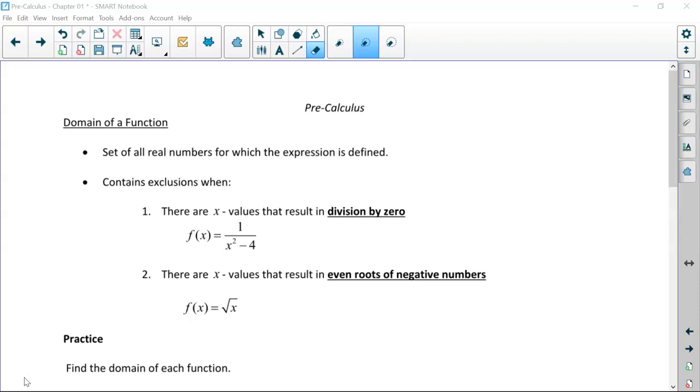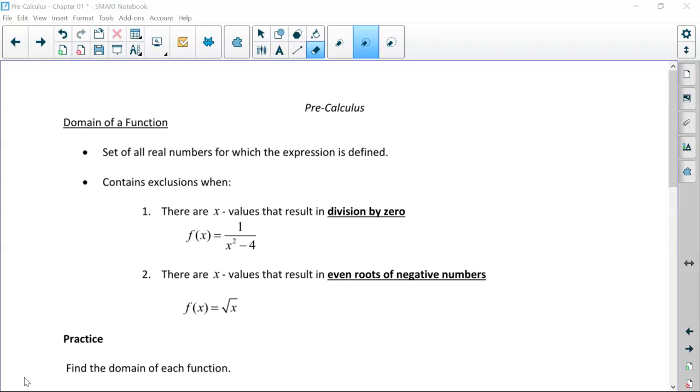Now there are some exclusions to domain, and there's two main things we need to look for. We need to avoid dividing by zero, because division by zero, you get undefined. You're not going to get a nice real number. And you want to make sure you don't take an even root of a negative number. Because once again, with the even root of a negative number, you're going to get an imaginary number, not a nice real number.